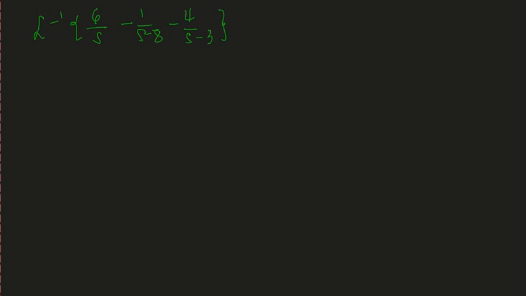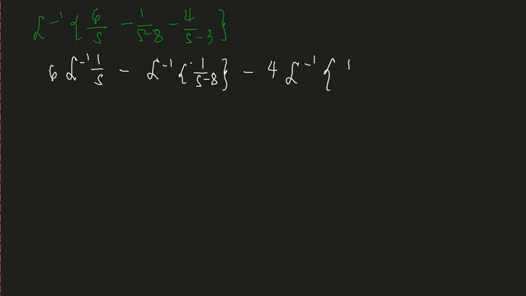So, pwede siya naton i-distribute ang aton nga symbol. So we will have, so factor out ko na lang daan. So we will have, this will be equal to, factor out ko ang constant, we have 6. We have inverse Laplace transform of 1 all over s, minus inverse Laplace transform of 1 all over s minus 8, minus 4 times inverse Laplace transform of 1 all over s minus 3.